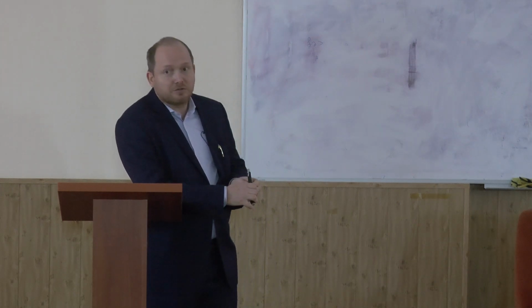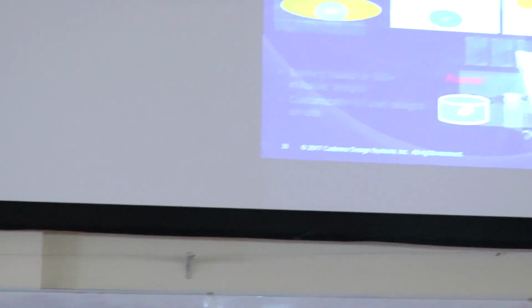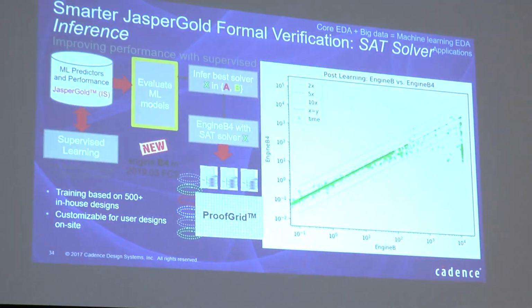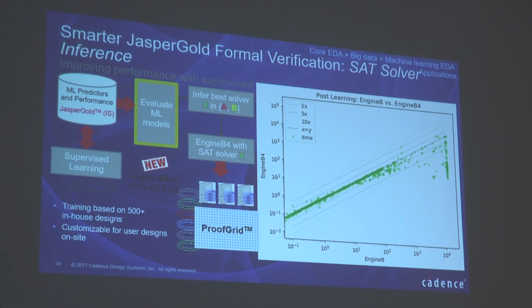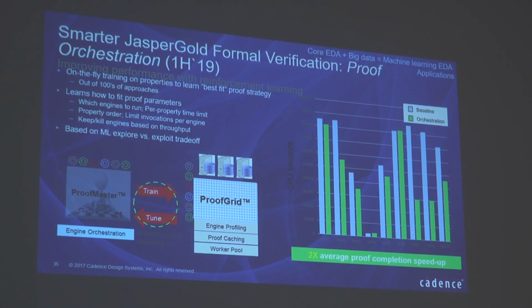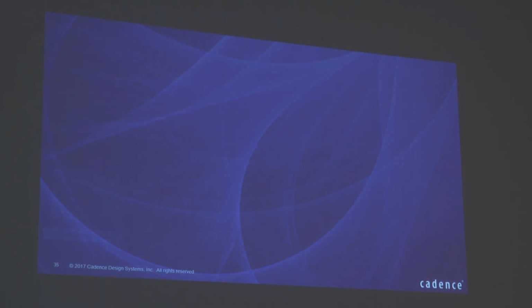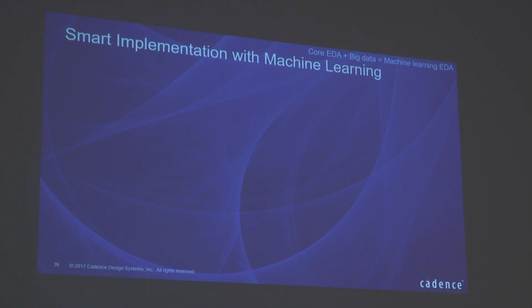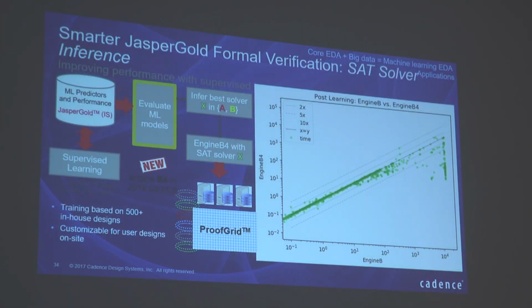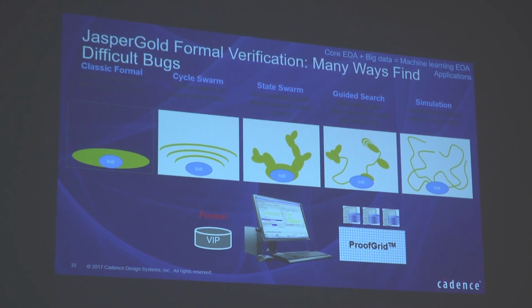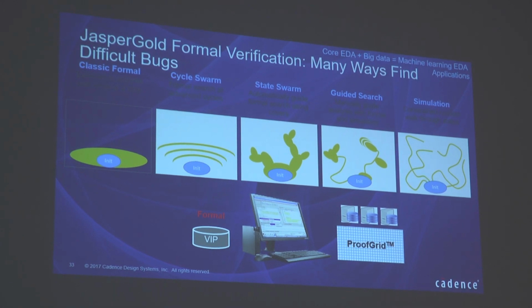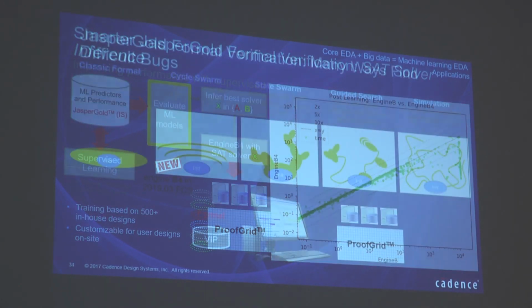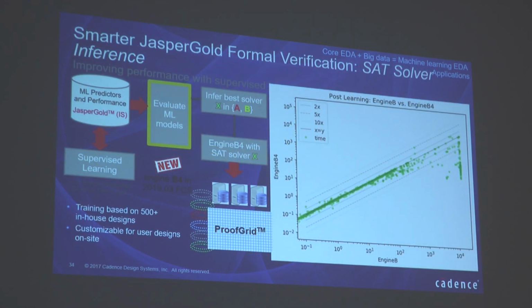One example where machine learning is already used in EDA is a tool for formal verification. Formal verification means that you try to prove that your design is correct using mathematical proof theorems. Usually there's a circuit, and then there are different ways to prove that it's functioning correctly.